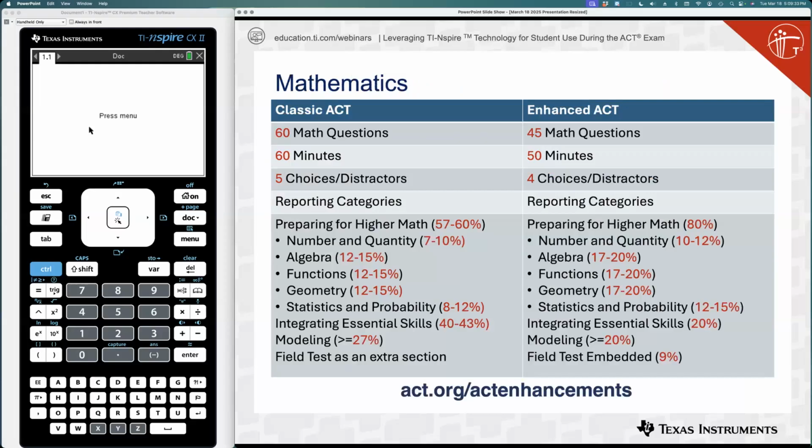And they've led us right into the next question. Samuel, you wanted to know, is it still 60 questions? The enhanced test will not be. The time is down a little bit, but we're going from 60 math questions to 45, and from 60 minutes to 50 minutes. And so previously, on the classic, it's really not 1 minute per question because some of those questions are pretty quick.